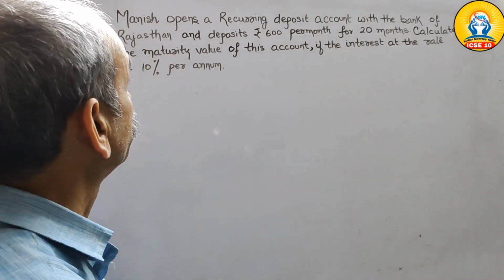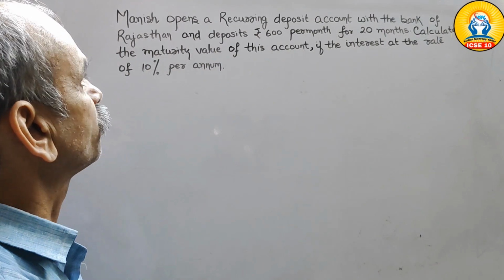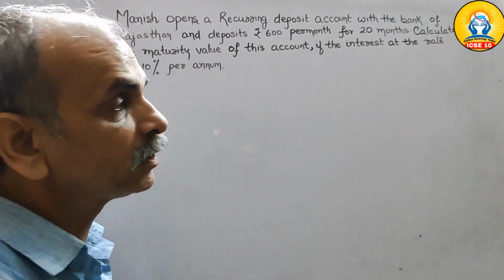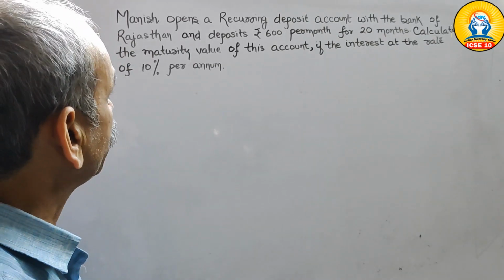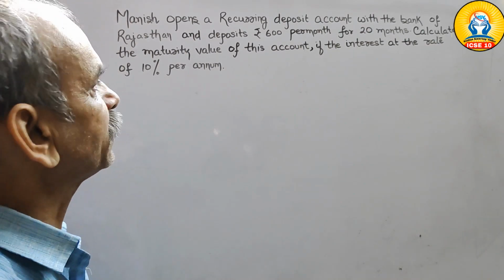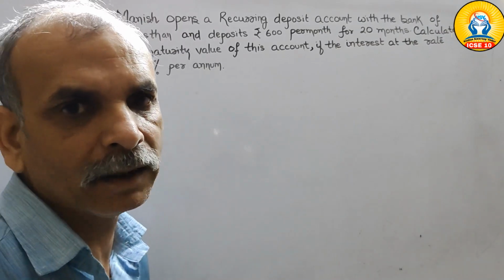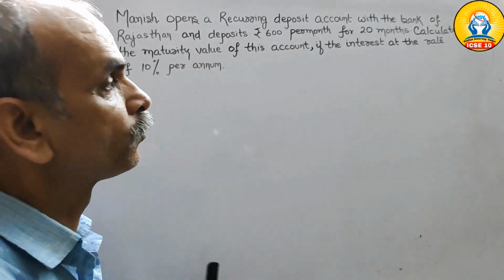Your question is, Manish opens a recurring deposit account with the Bank of Rajasthan and deposits rupees 600 per month for 20 months. Calculate the maturity value of this account if the interest is at the rate of 10% per annum. So we have to remember one formula.